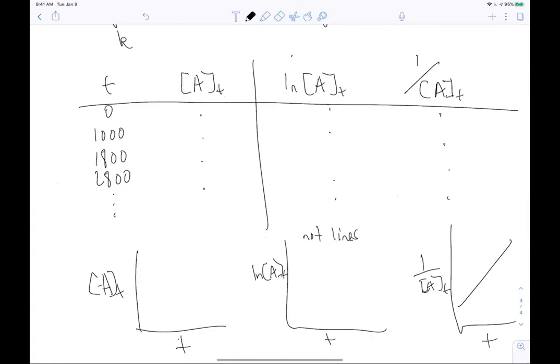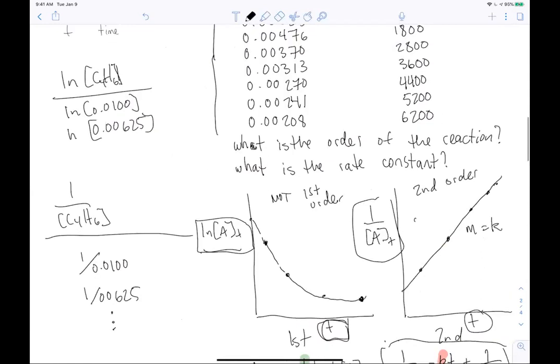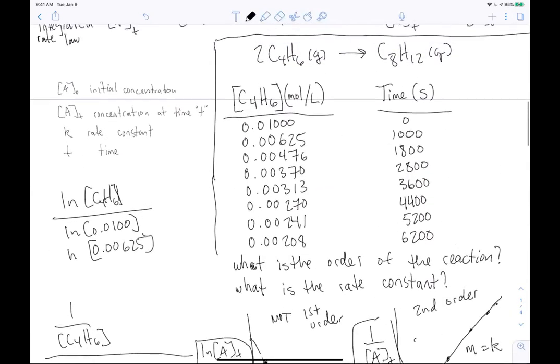What the shape is, there's probably a way to think about that and predict it, but we don't really care. They're not lines, so it's not the proper model. That's the whole point of doing this. So once I figure out which one is a straight line, I know what model I can use for that reaction. So if I'm given data again, let's say once I know this reaction is second order, right?